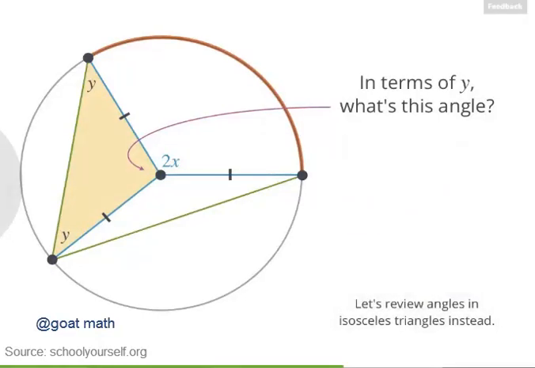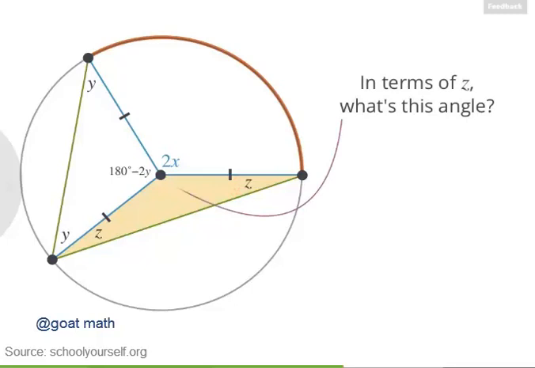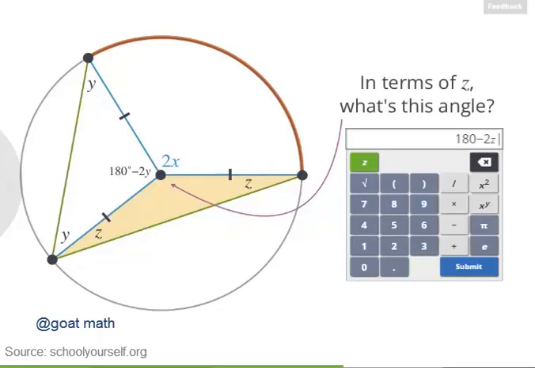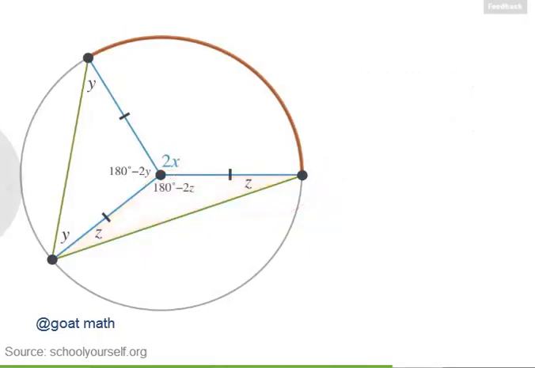Nicely done. So this angle is 180 degrees minus 2y. And notice that we have another isosceles triangle over here. Let's suppose this angle here has measure z. That means this angle also has measure z. So in terms of z, what's the measure of this triangle's remaining angle? Right, so this angle measures 180 minus 2z.